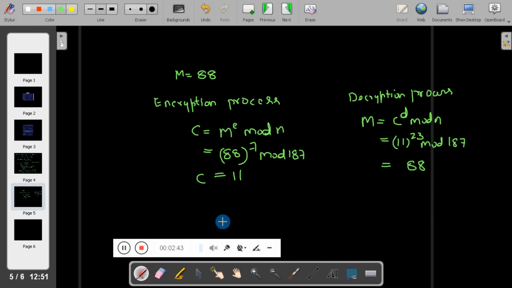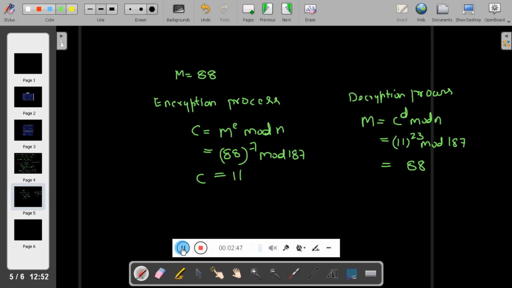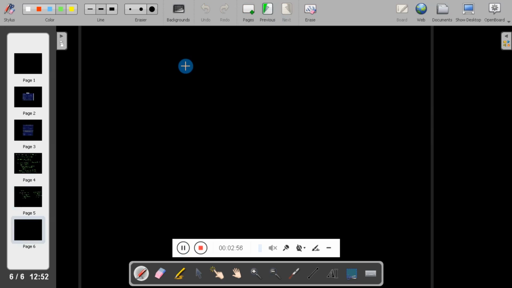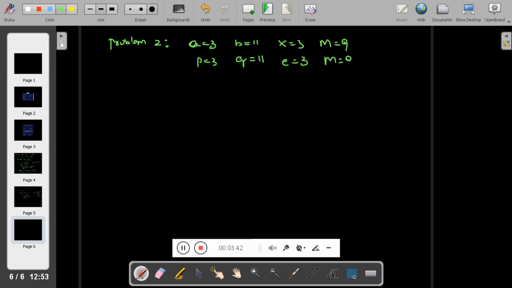Now we will see the other problem related to RSA. Now we will see one more problem, the next category of problem. Let me write the problem here: apply RSA and encrypt and decrypt the message. The problem statement is: given a = 3, b = 11, x = 3 and m = 9. Here a is p, so p = 3, b is q, so q = 11, x is one of our keys, the public key 3, and m is the message. Sometimes the problem will be given like this.